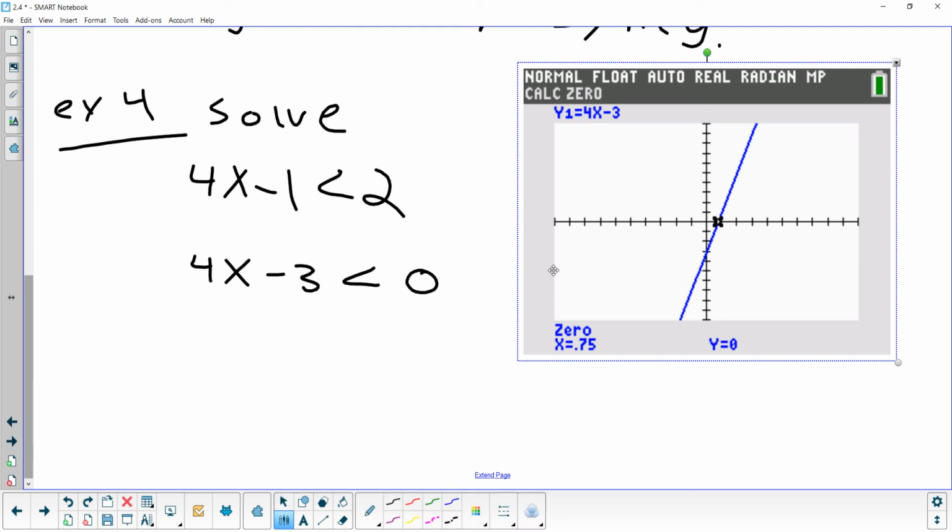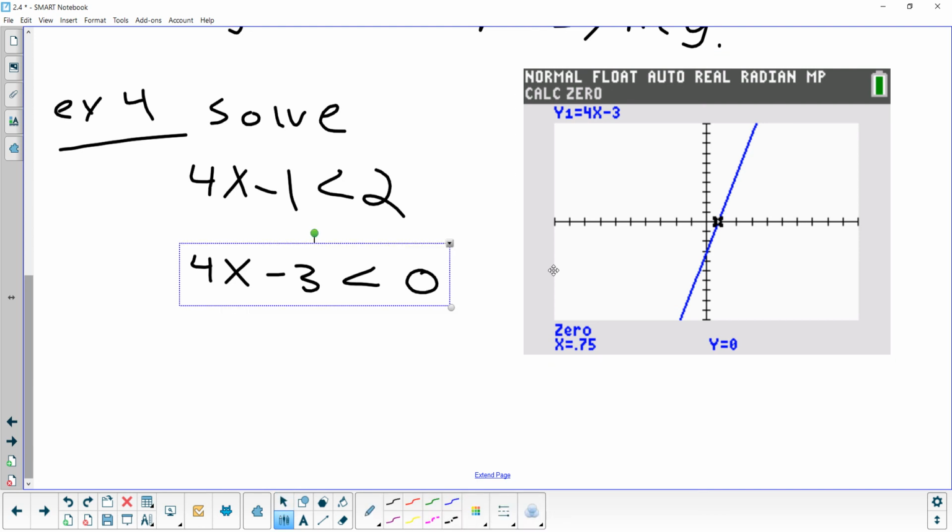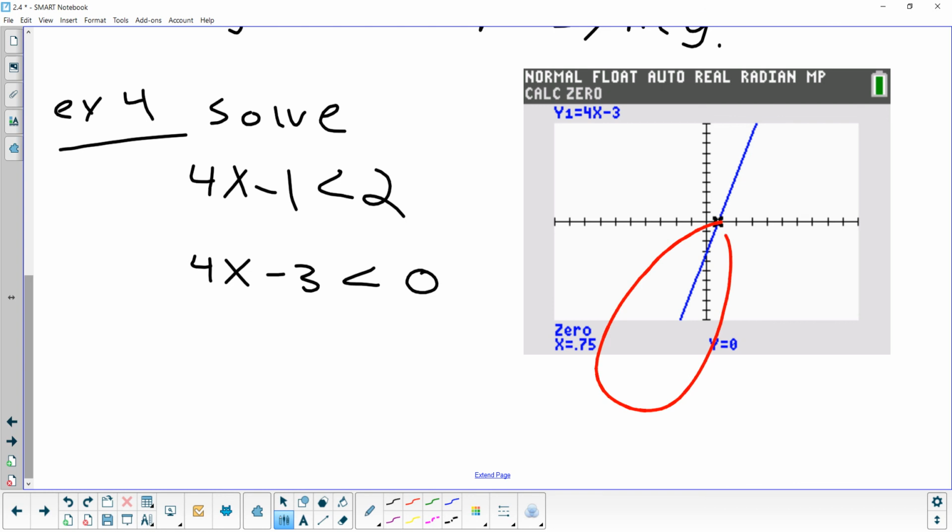So do they want to know where this graph is greater than 0 or where it's less than 0? Yeah? They want less than. Less than is in this section. That means you would have to pick x values that are less than 3/4.